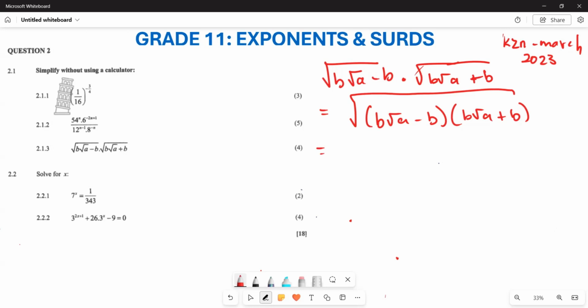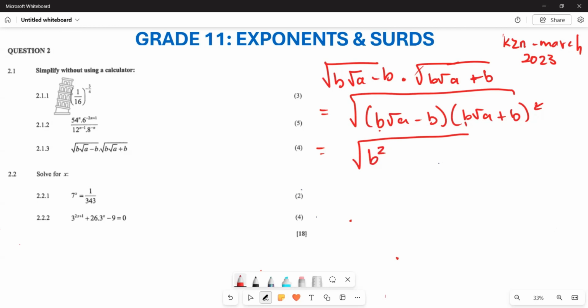Now, I want you to look at something here. This is b root a subtract b, and this is b root a plus b. Can you see that these two things are going to be a difference of two squares, right? These are going to be a difference of two squares if you look properly. So how did you achieve that particular difference of two squares? Can you see that the b and this b multiplied together, this is the same as b squared.